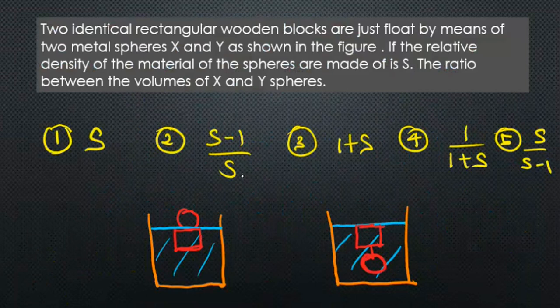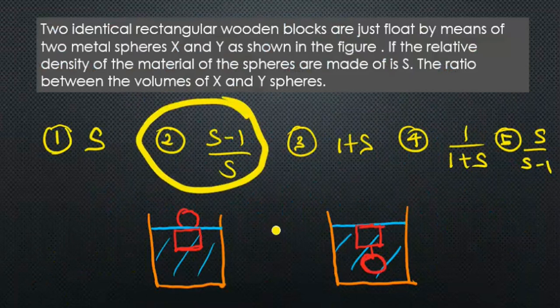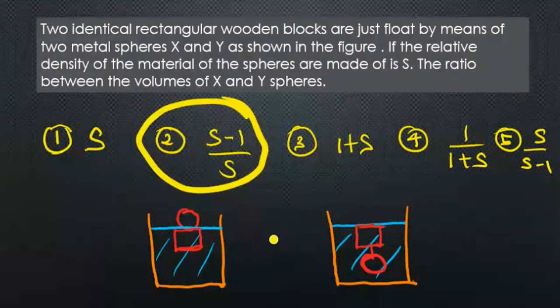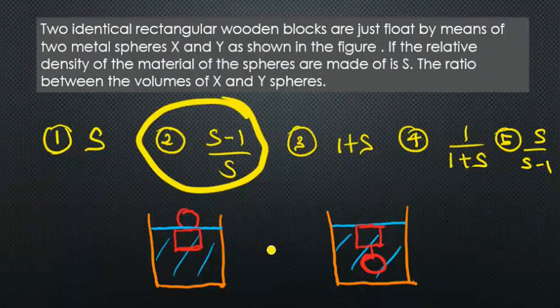Here we are given s minus 1 over s, so the second one is the answer. Hope you have tried the question, hope you have got the answer. If you got the answer, that's great. If you didn't, that means you have to work on your theory. So start working on it.